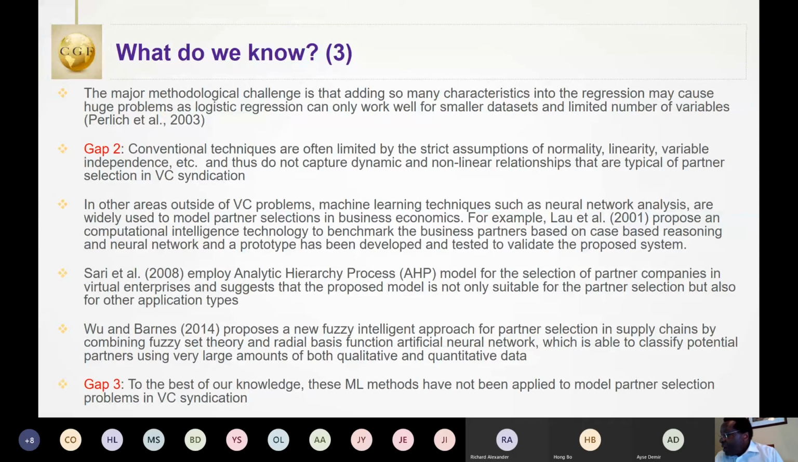So here is our gap number 3: to the best of our knowledge, and I stand to be corrected here, these machine learning methods have not been applied to model partner selection problems in venture capital syndication. And that's why we claim that ours is the first paper to do this.